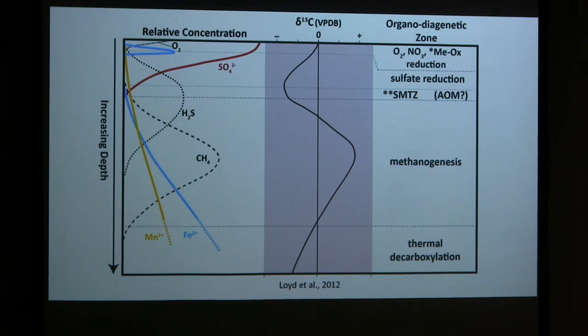I'm going to be coming back to this figure a lot, so I thought I would introduce it. It shows different pieces of information relative to depth. And this is just a relative depth, not an absolute depth. On the left, we have relative concentrations of dissolved species: oxygen, sulfate, hydrogen sulfide, methane, and so on. In the middle, we have carbon isotopic data. The marine value starts at around zero, and this shows the isotopic gradient. On the right, we have different microbial processes. And this is all shown relative to their depths.